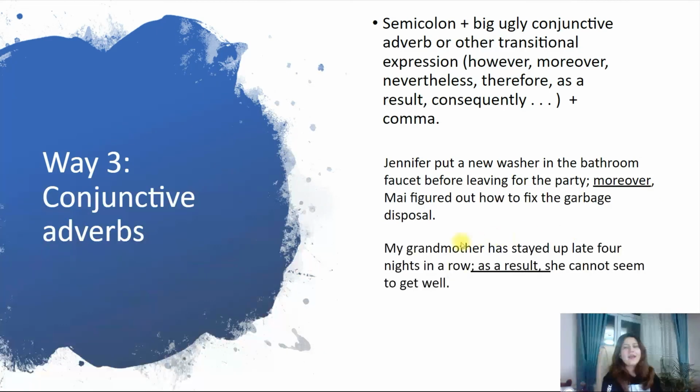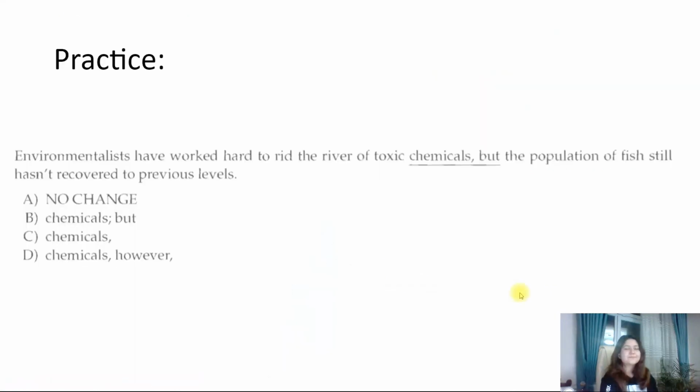Another example. My grandmother has stayed up late 4 nights in a row. Grandmother is the subject, has stayed up is the verb, and I have an idea. She cannot seem to get well. She is the subject, cannot seem is the verb, and I have an idea. And between them we have a semicolon, the ugly conjunctive adverb as a result, and a comma.